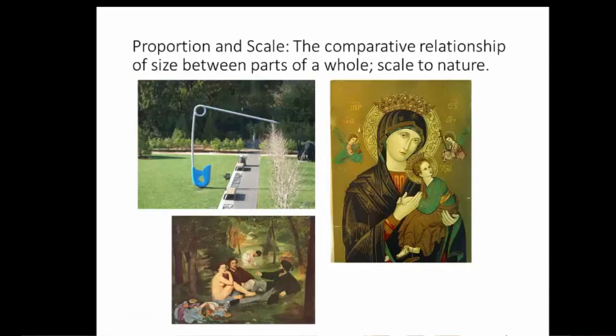Our next principle is proportion and scale, the comparative relationship of size between parts of a whole, or its scale to nature. In the top two images, we see a sculpture on the left and a painting on the right, where the size between the parts of the whole matter.